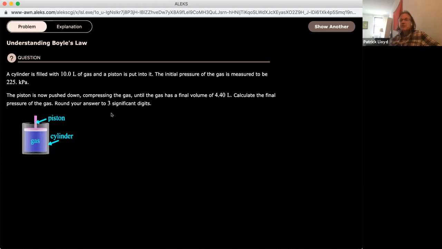Okay, so P1V1 equals P2V2. You know, I would say make V1 10.0 liters, make P1 225 kilopascals. So there's your P1V1. And then that's going to be equal to P2V2, where V2 is 4.40 liters. And then you calculate P2, okay? So let's take a look.